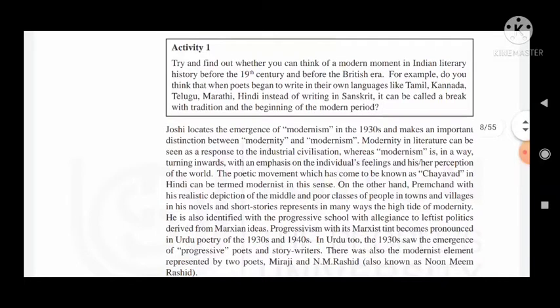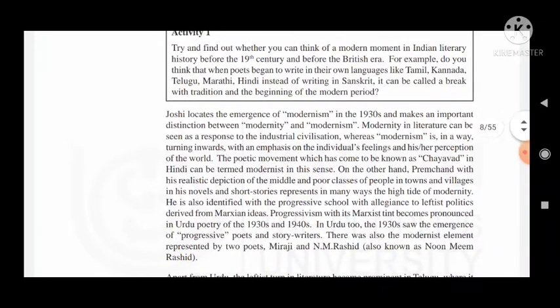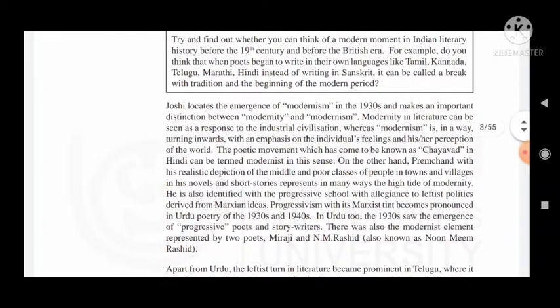Try and find out whether you can think of a modern movement in Indian literary history before the 19th century and before the British era. For example, do you think it began when poets started writing in their own languages like Tamil, Kannada, Telugu, Marathi and Hindi instead of writing in Sanskrit?